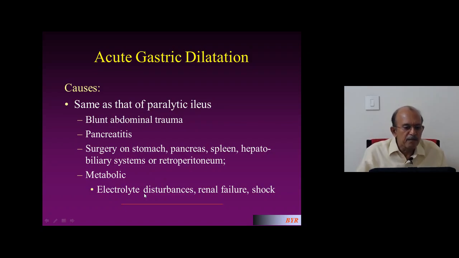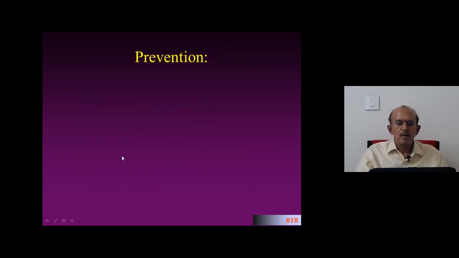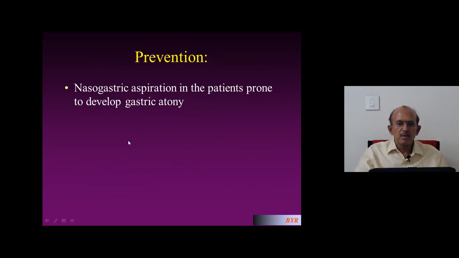Yes, very good, Shruti. It is potassium. Hypokalemia and hyperkalemia both cause paralytic ileus as well as acute gastric dilatation. Prevention: nasogastric aspiration in the patients prone to develop gastric atony.